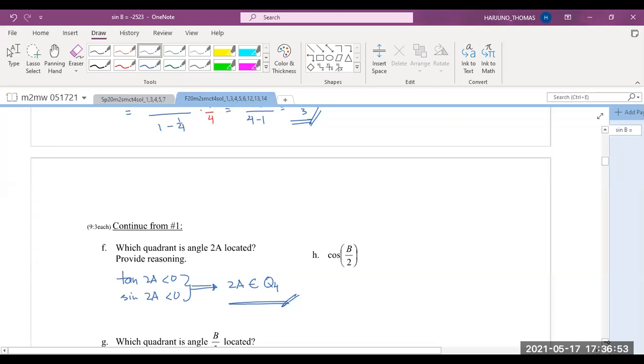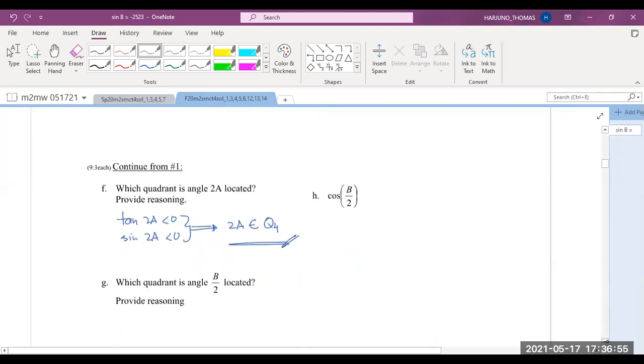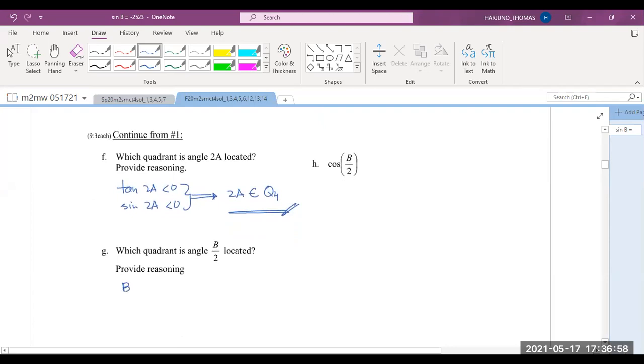Okay, now which quadrant is angle B over 2 located? Now, angle B is in quadrant 4, right? Which means B is between 270 degrees to 360 degrees. Now, when we divide B by 2, that interval should be divided by 2 also, which implies B over 2 is in quadrant 2, because it's between 90 to 180 degrees.